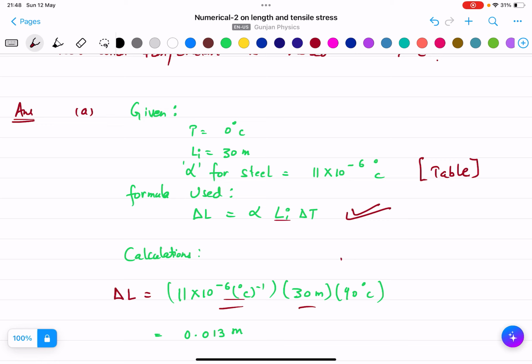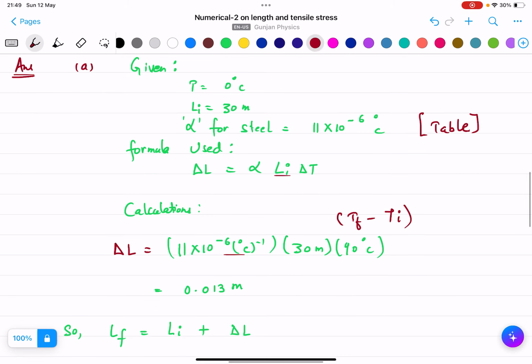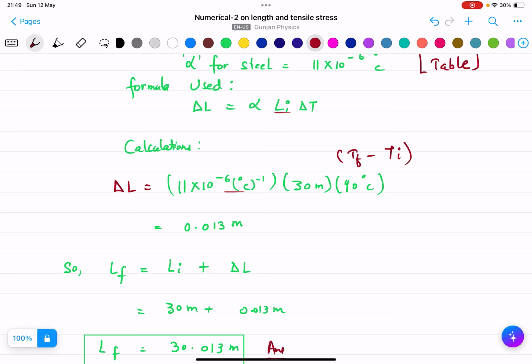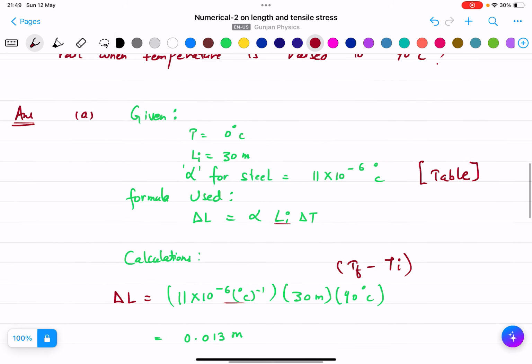So delta T will be basically Tf minus Ti, right? So what is Tf? Tf is 40 degrees Celsius and Ti is 0 degrees Celsius, right? So Tf minus Ti is 40 degrees Celsius. So we will put the values and I'll get the answer, 0.013 meter.